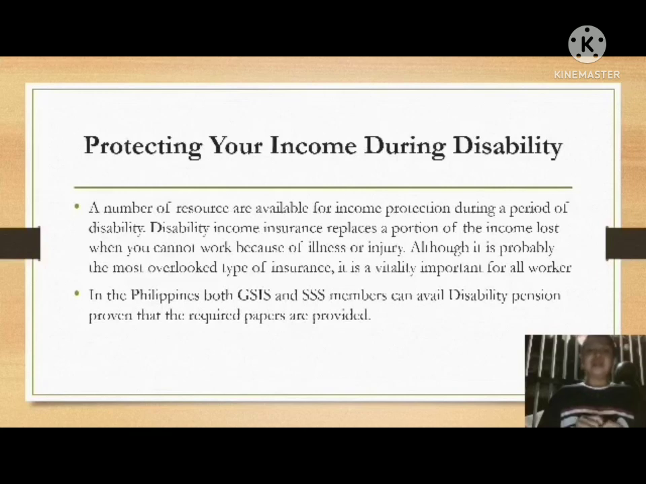In the Philippines, both GSIS and SSS members can avail of a disability pension provided that the required papers are submitted.